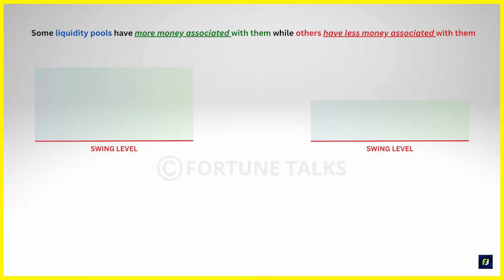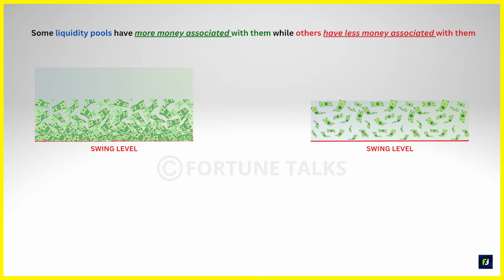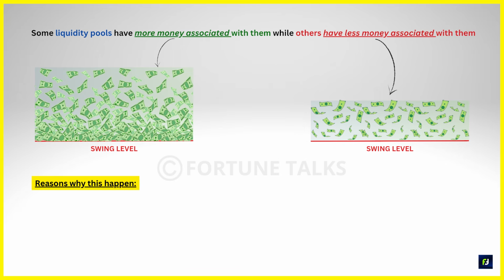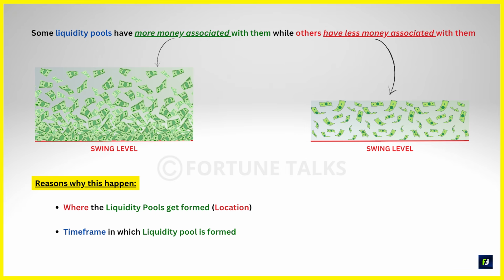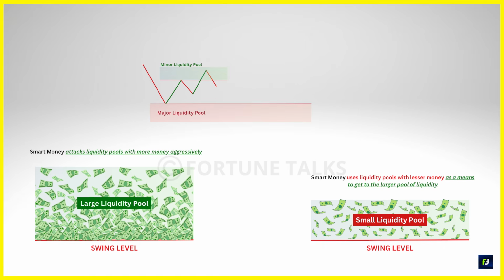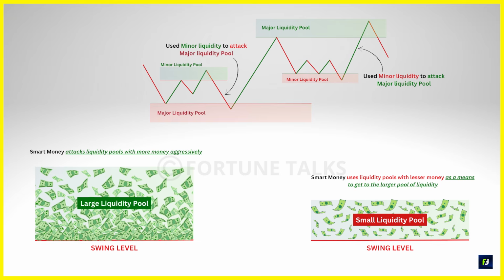As I have mentioned, liquidity pools are associated with money. Some liquidity pools have more money associated with them, while others have less money associated with them. This has to do with where the liquidity pool gets formed, which is none other than the location of the liquidity pool, and it also has to do with the time frame in which the liquidity zone is formed. So, the smart money targets different liquidity pools differently. They attack liquidity pools with more money aggressively, and they use the other liquidity pools with lesser money as a means to get to these larger pools of liquidity.